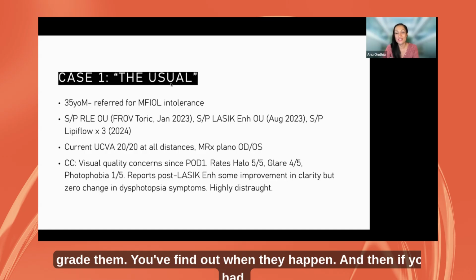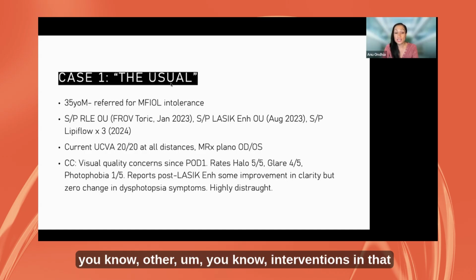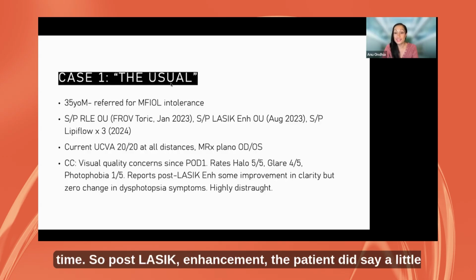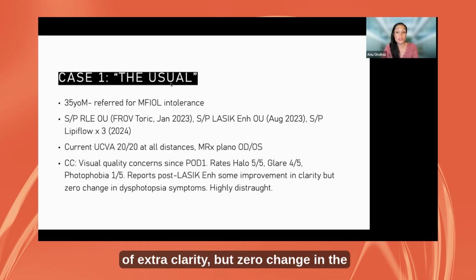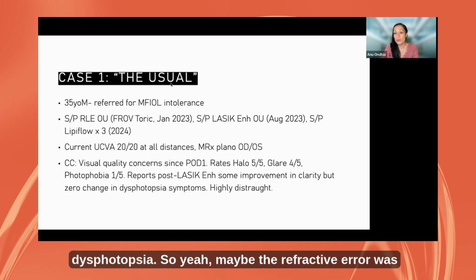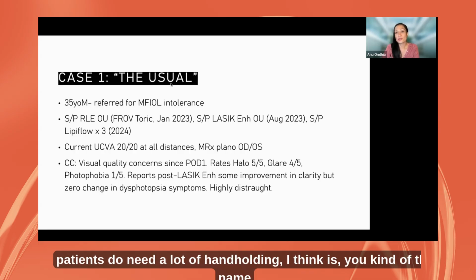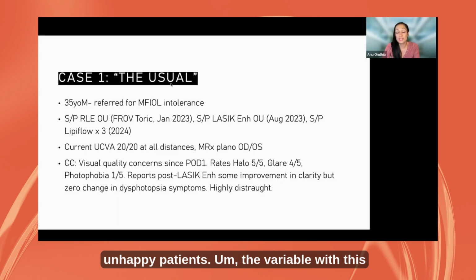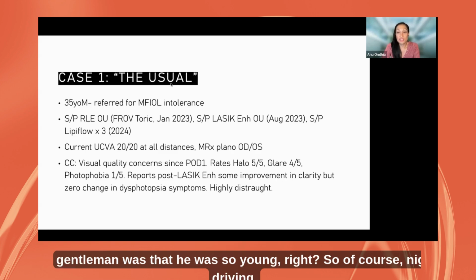Then you've got to grade them. You've got to find out when they happen, and whether they've had other interventions in that time. So post LASIK enhancement, the patient said they got a little bit of extra clarity, but zero change in the dysphotopsia. So maybe the refractive error was contributory, but not the main issue. It's about teasing that out, and these patients do need a lot of hand holding, which is the name of the game with refractive surgery, but maybe even more so in these unhappy patients.